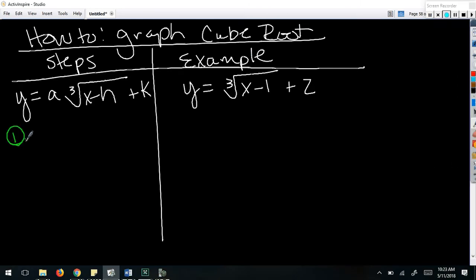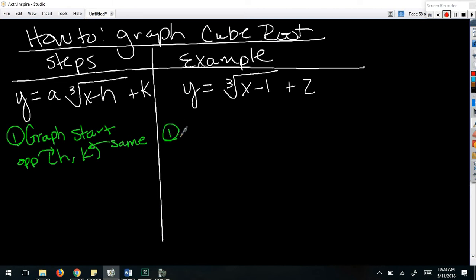First thing is exactly the same as the first step yesterday. Graph the start point. HK. Remember, H is opposite. K is the same. Remember, with a third root, though, we need 3 points, and the start point's in the middle of the three.